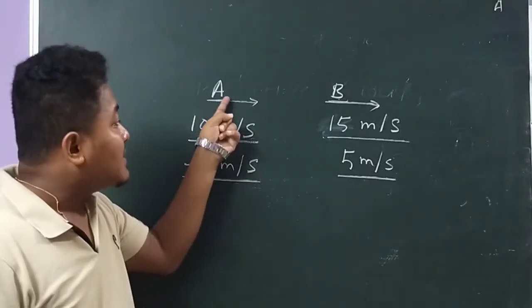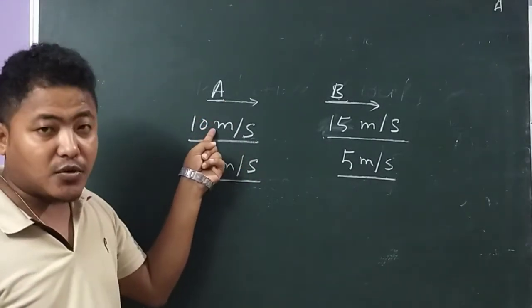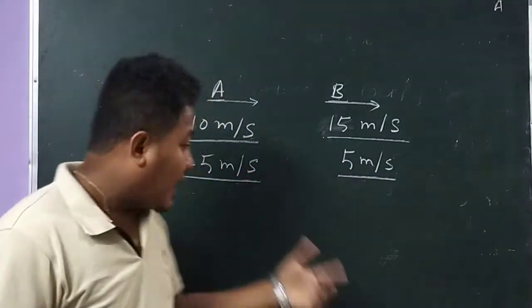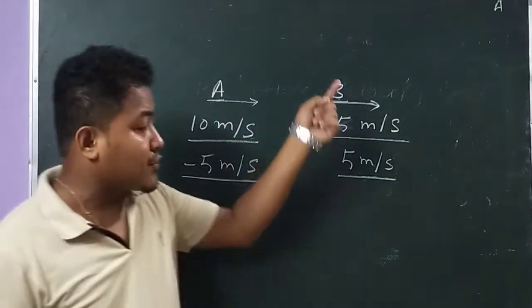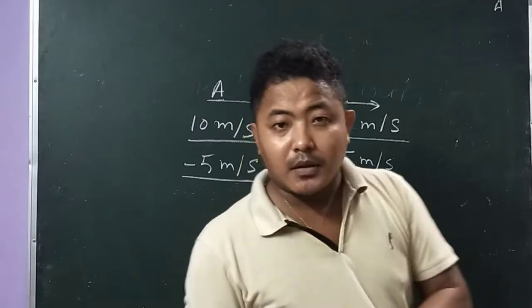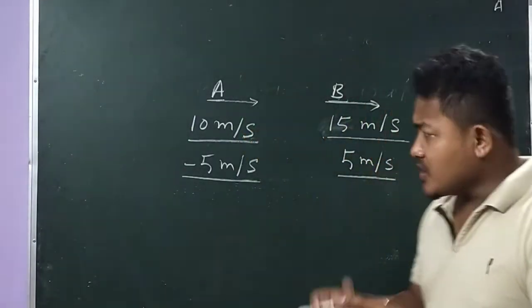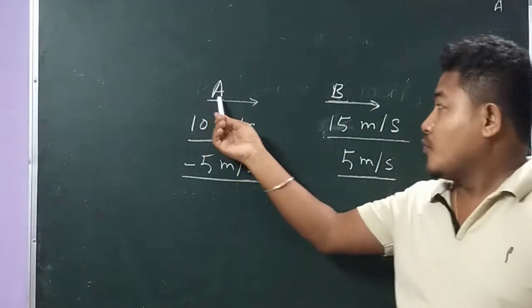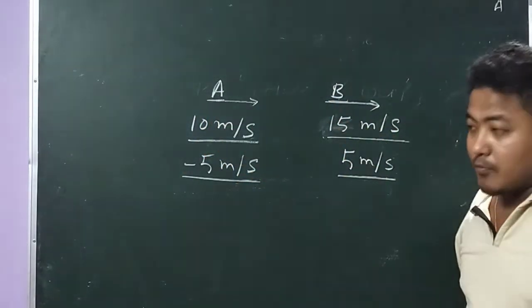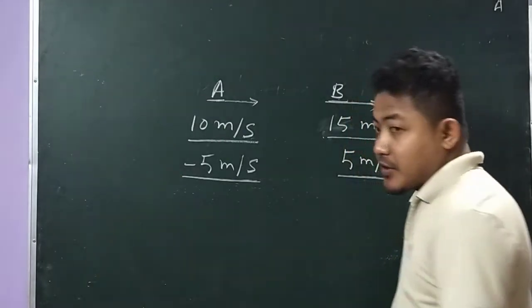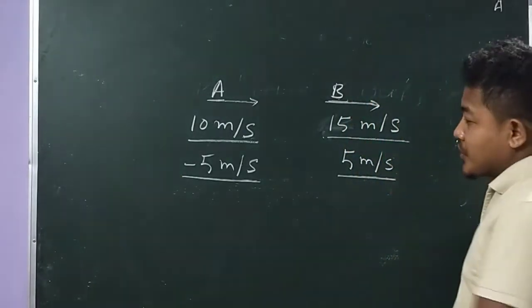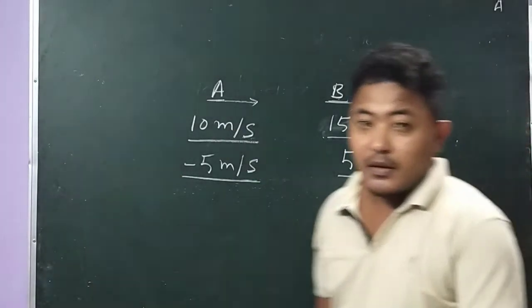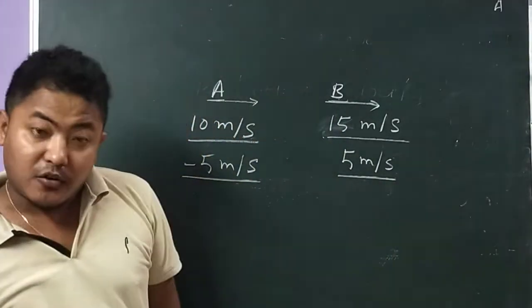Similarly, 10 meter per second is also with respect to the ground, and minus 5 meter per second with respect to body B. Have you got it? That means now we are comparing the velocity between two bodies, object A and object B, who are moving in the same direction, understand? With different velocities.